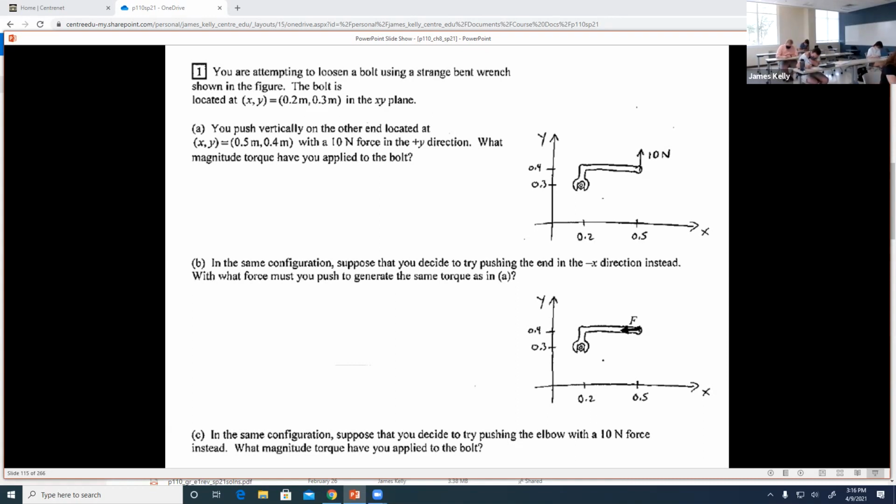So in all cases here, the axis of rotation is where the bolt is at. That's the thing that's going to do the rotating if it started twisting. The axes aren't labeled, but if you look up at the top, the X and Y are labeled in meters.